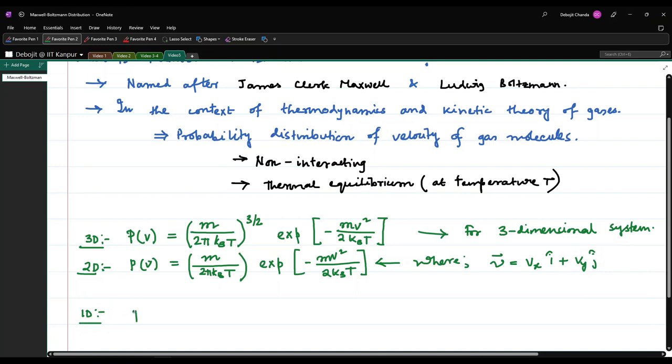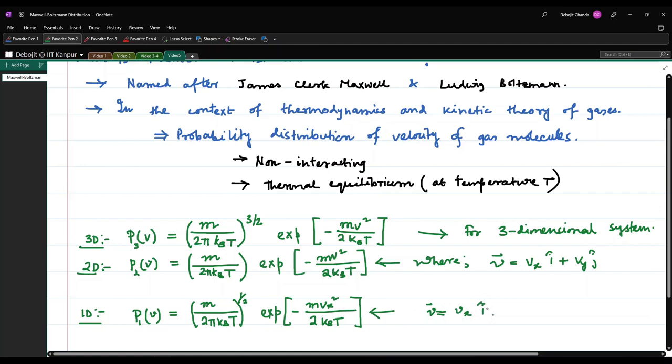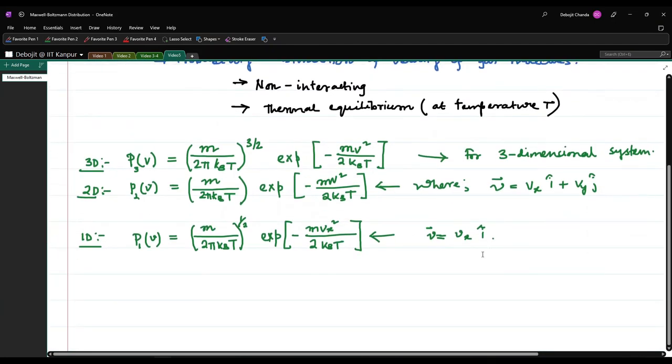And similarly in 1 dimension, this will be square root of m over 2 pi kBT, exponential minus m vx square over 2 kBT. And here also the particle is moving only in one direction, so v is vx i cap. So let me also define what the terms are here.